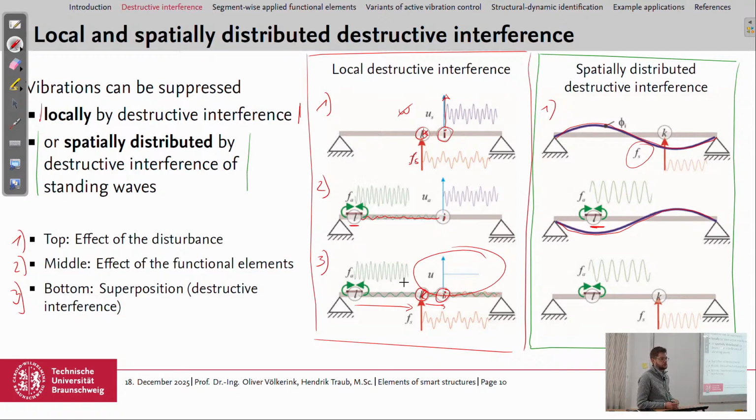For example, in precision enhancement, when we only need a certain point to be calm or not vibrating, to have high precision for positioning robots, for example, then we could use this. And in the other case, if we look at the mode shapes, then we could use the actuator to totally calm down the structure, it would not vibrate anymore, because we excite the same mode shapes as the external excitation, but with a phase shift.